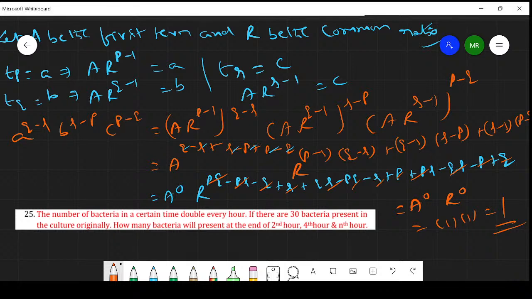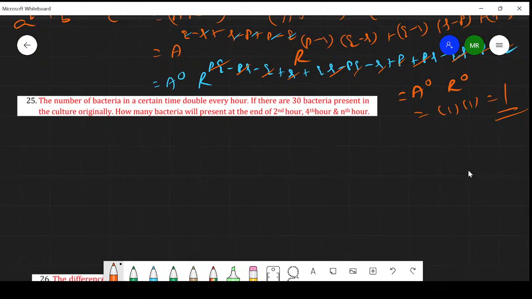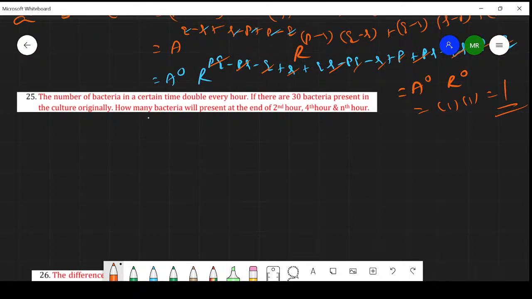Okay, fine, Neha. Then the number of bacteria. These are expected questions. Question number 25 is an expected question. The number of bacteria in a certain time doubles every hour. If there are 30 bacteria present in the culture originally, how many bacteria will be present at the end of second hour, fourth hour and nth hour?